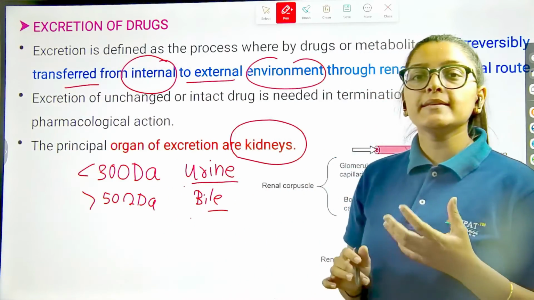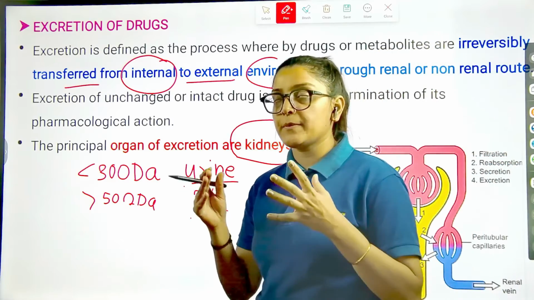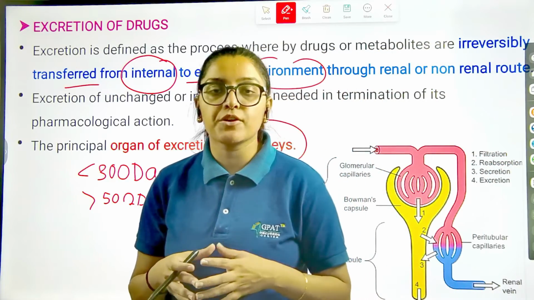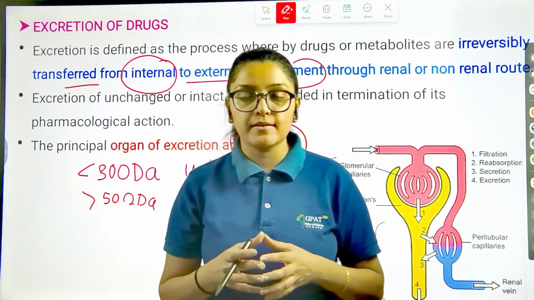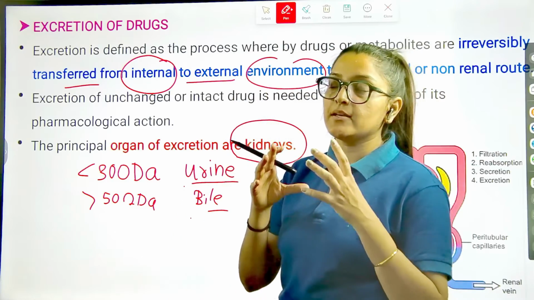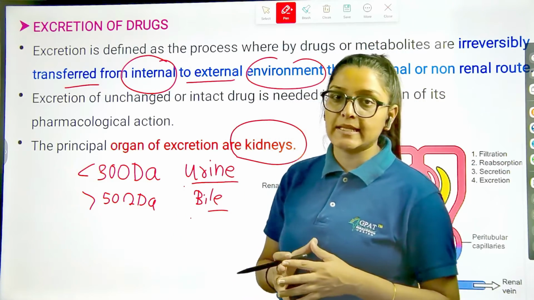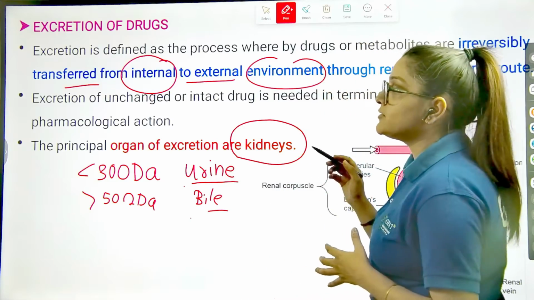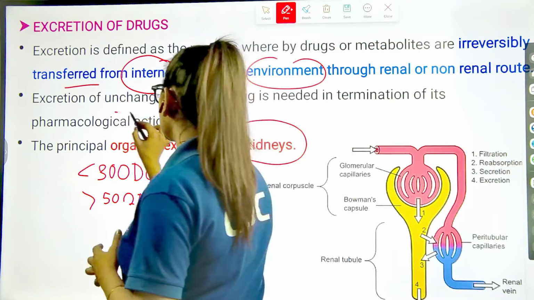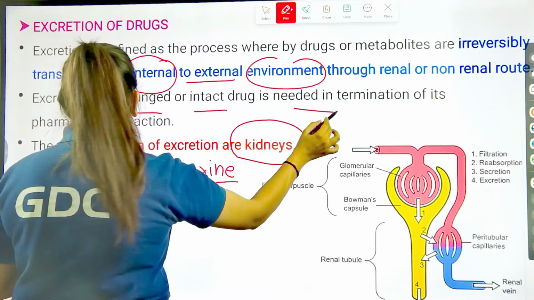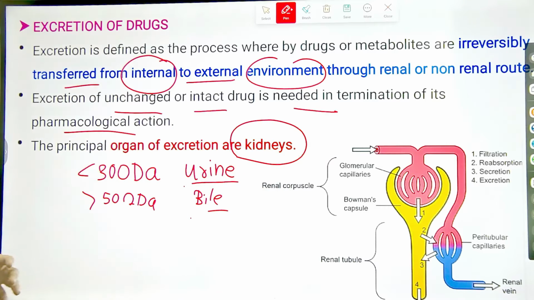Kidneys are a pair of organs connected through the ureters to the urinary bladder. They are supplied with the renal arteries, which bring the blood, and this is where urine formation starts. Basically, the drug needs to be unchanged or intact for the termination of its pharmacological action.